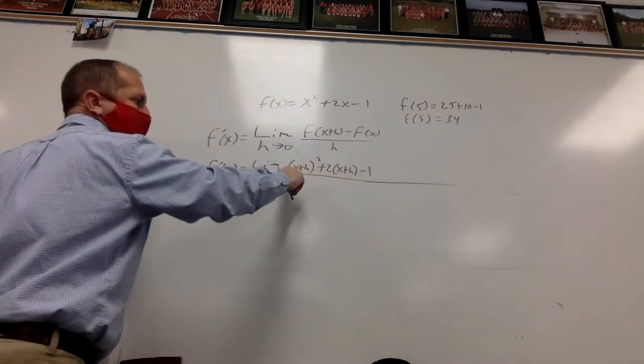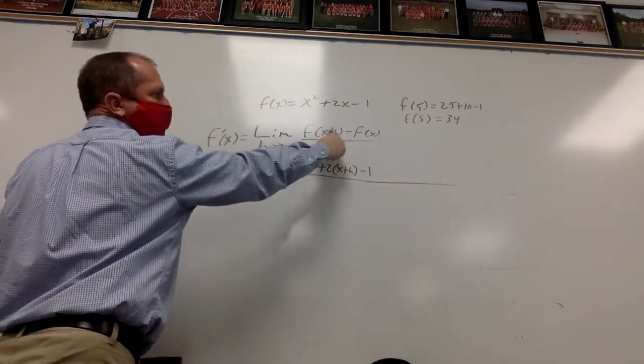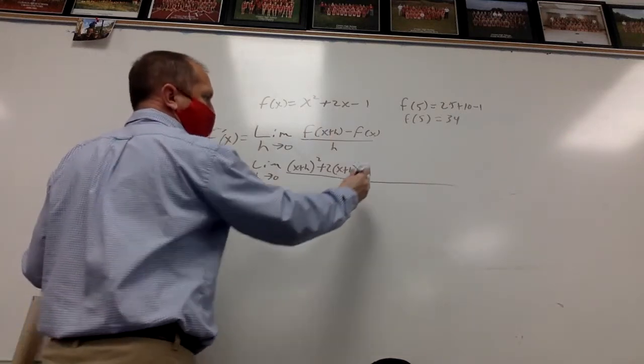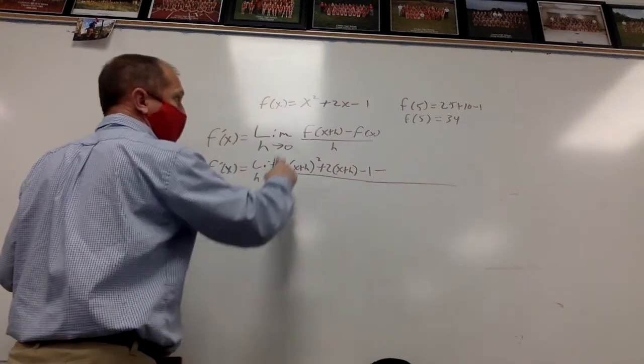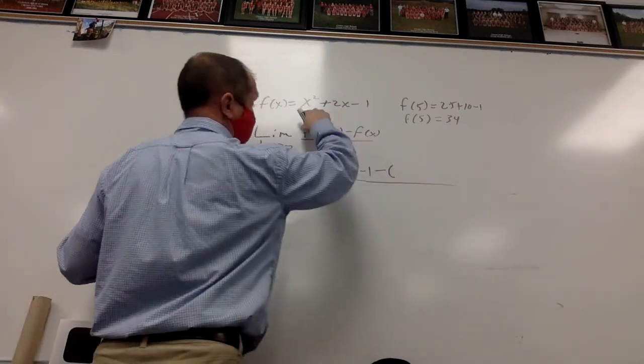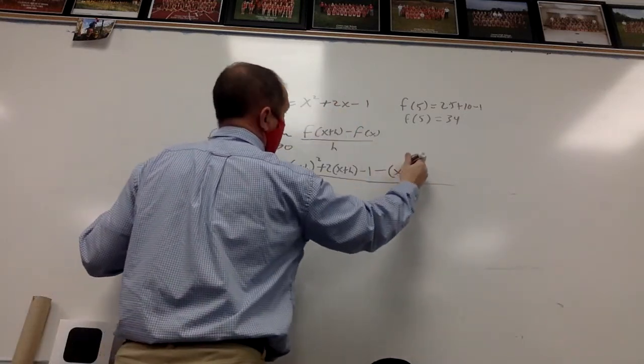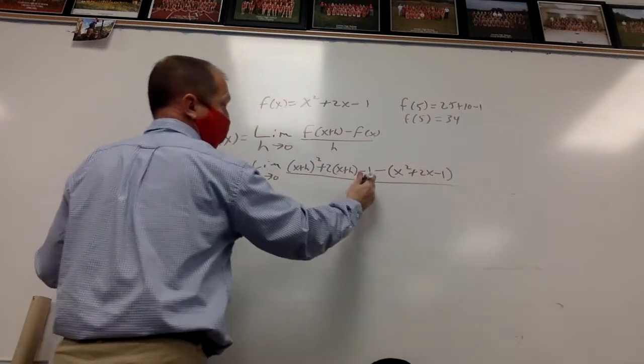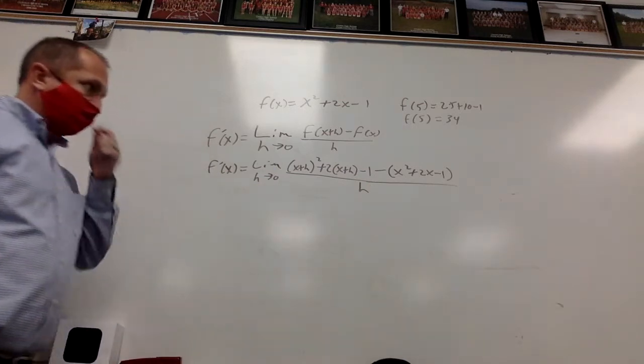All right, so all of this right here is f of x plus h. So now I'm going to subtract from it f of x. And f of x is just simply what the original equation was: x squared plus 2x minus 1. And it's all over h.